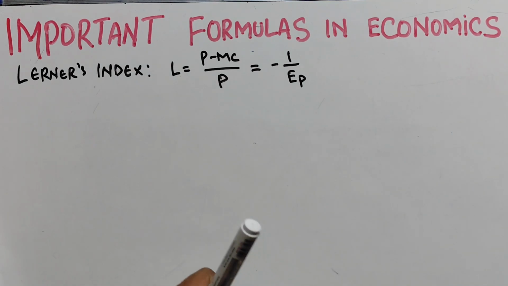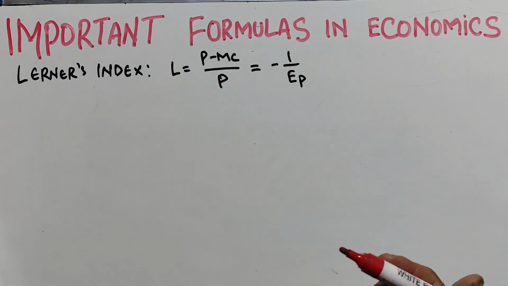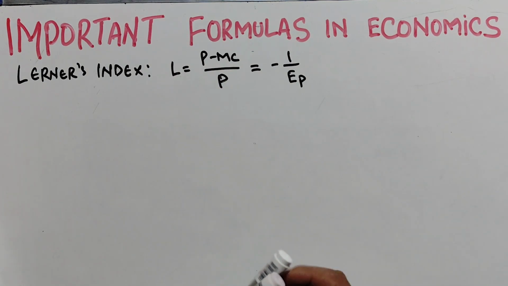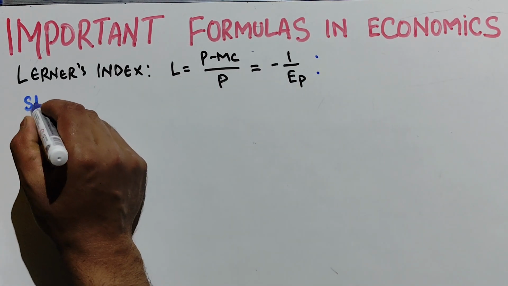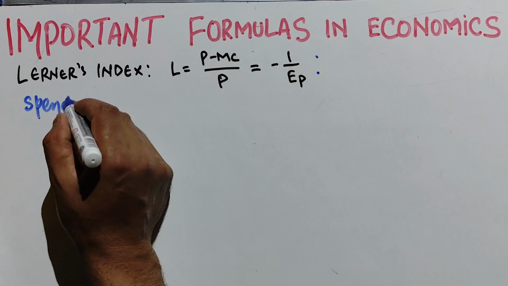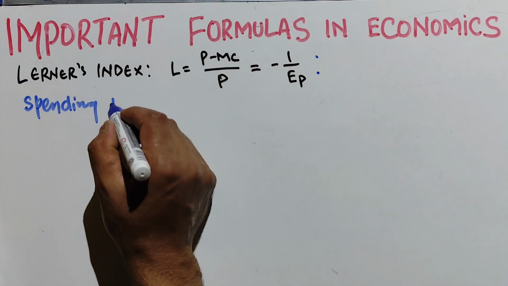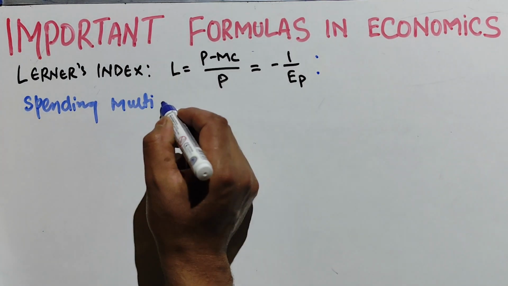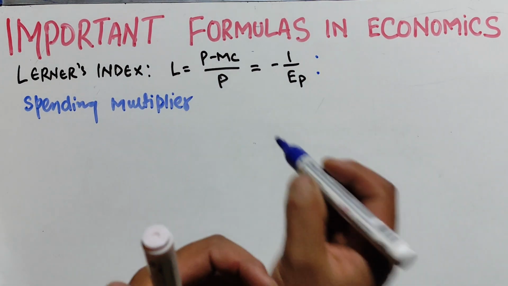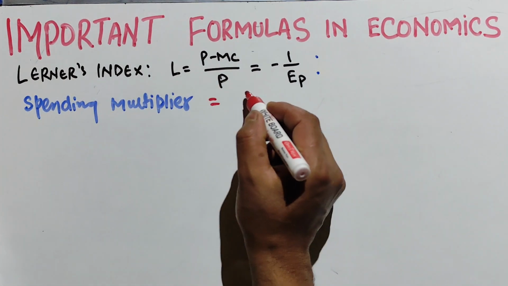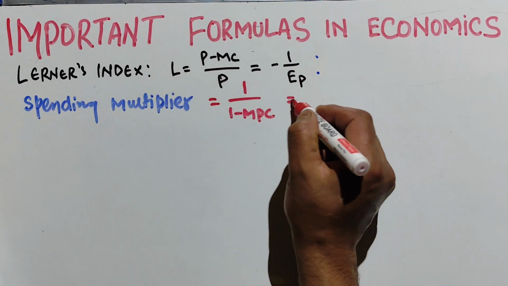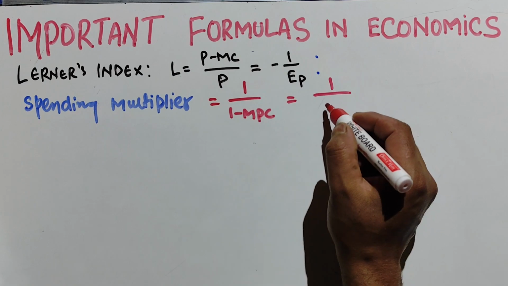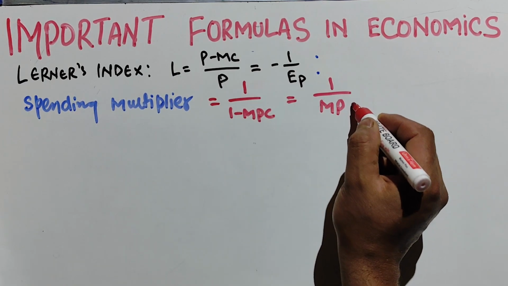Next, let us take another formula, that is the government spending multiplier. Spending multiplier is actually equal to 1 upon 1 minus the marginal propensity to consume, and it can also be written as 1 upon marginal propensity to save.